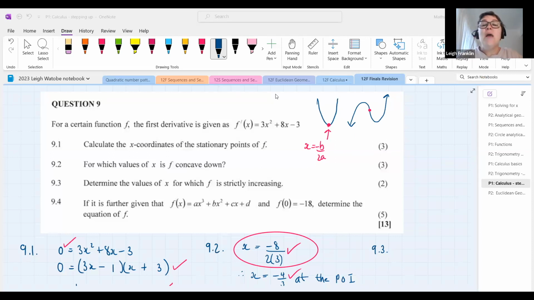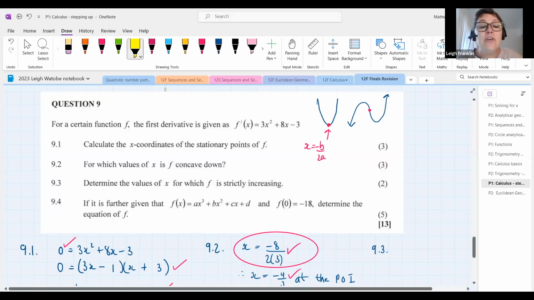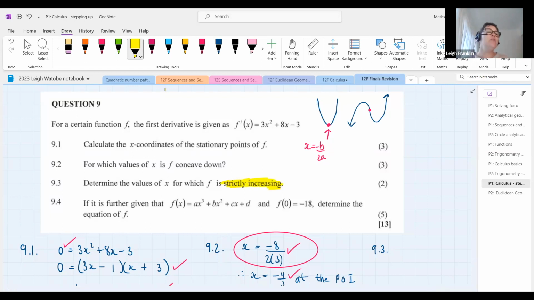Well done. Okay. In the question, they use the words strictly increasing. When they say increasing and you include the x-coordinates at the turning points, they'll let you get away with it. But if they say strictly increasing, they're not going to let you get away with it. So you cannot include the coordinates at the turning points in this case.